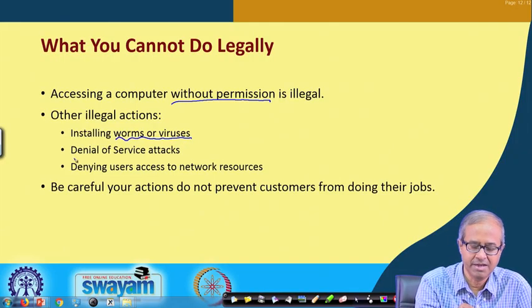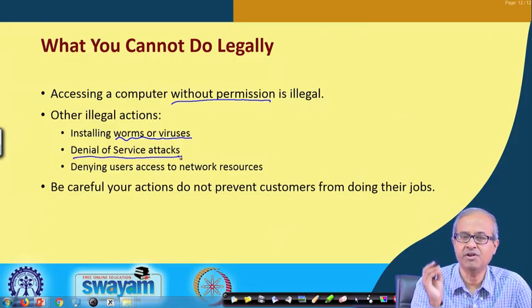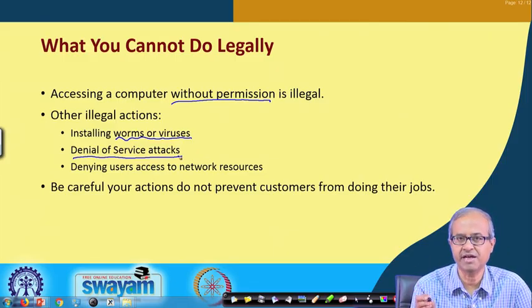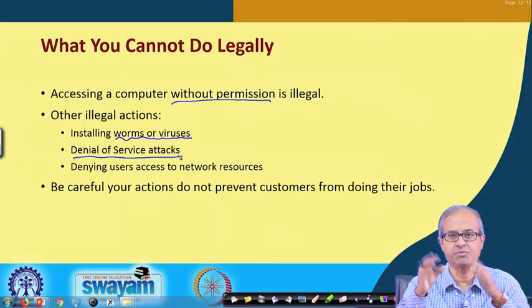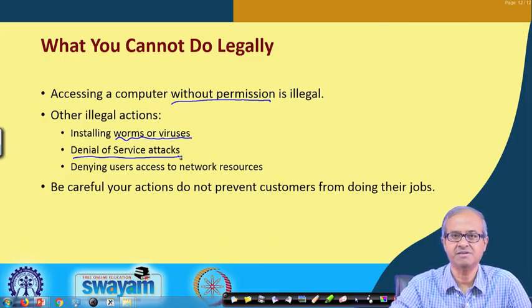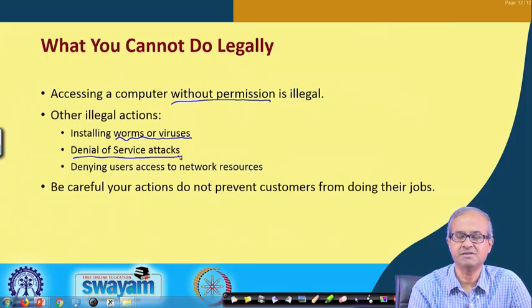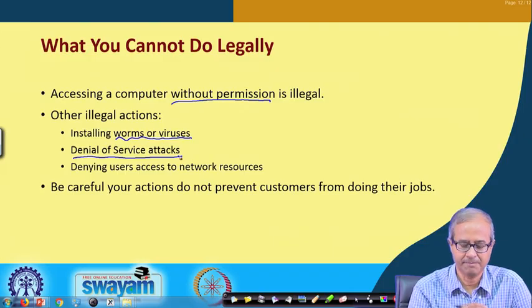Okay. Denial of service attacks, well, hackers do mount this kind of attacks, but these are illegal. Some services or servers are installed to provide some service to customers. So, if someone tries to deny those services, that is something which is not permissible, right.